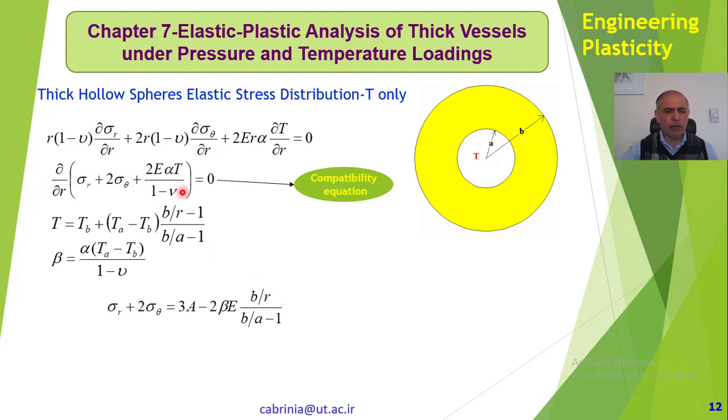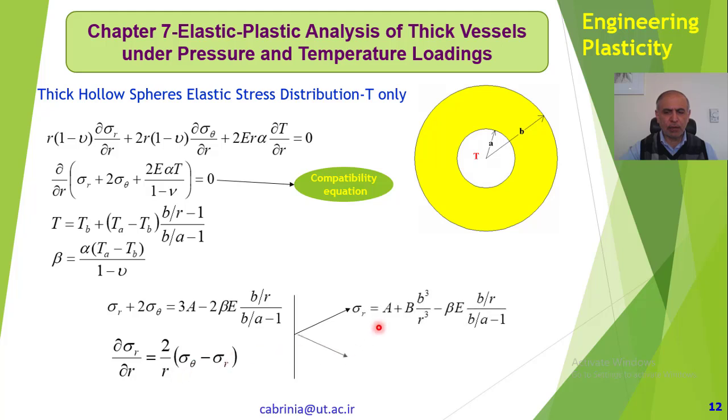So if we integrate this equation, we get sigma r plus 2 sigma theta plus 2E alpha T divided by 1 minus mu, and considering this substitution, we get that becomes equal to this, and this 3A in fact is the constant of integration, just like before. So this is the equilibrium equation which we had before.